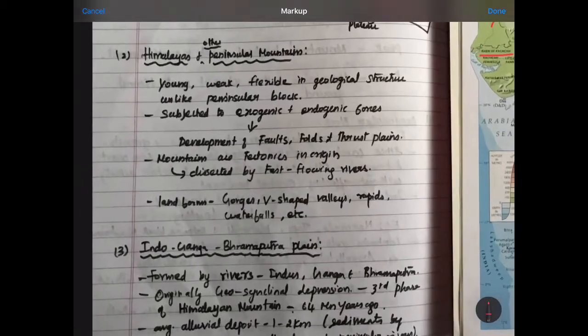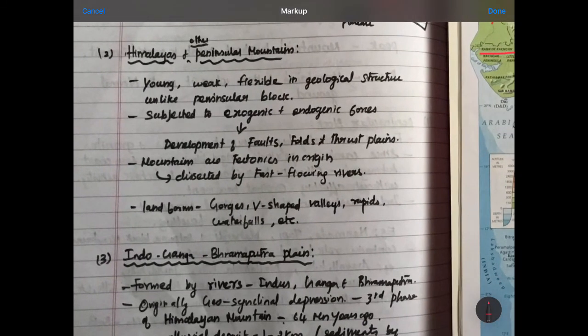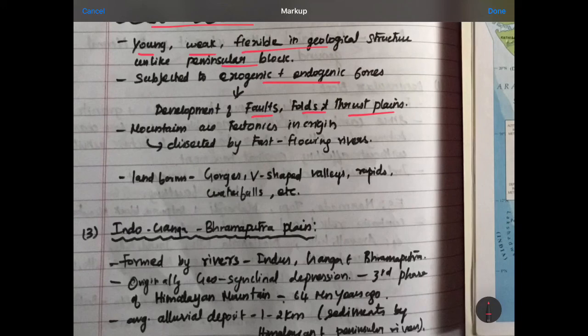Okay, so the next classification is the Himalayas and other peninsular mountains. Together, the Himalayas and peninsular mountains are young, weak and flexible in geological structure, unlike the peninsular block, which means peninsular blocks are rigid. They are very old, so they are rigid, but these are young, weak and flexible compared to the peninsular block, and they are subjected to exogenic and endogenic forces that result in the development of faults, folds and thrust planes. So due to these exogenic and endogenic forces, these landforms are formed.